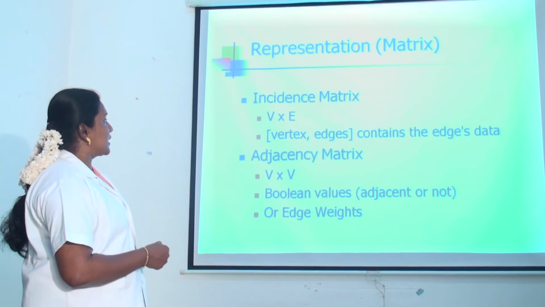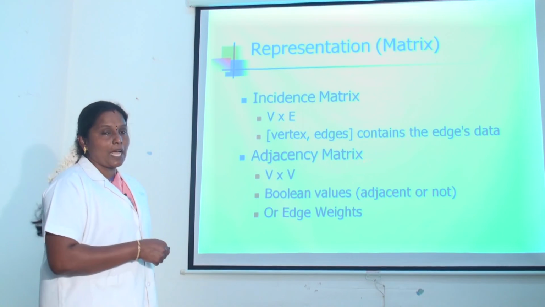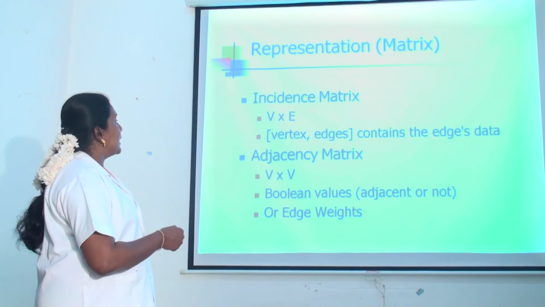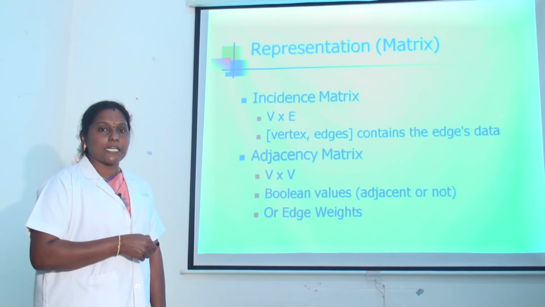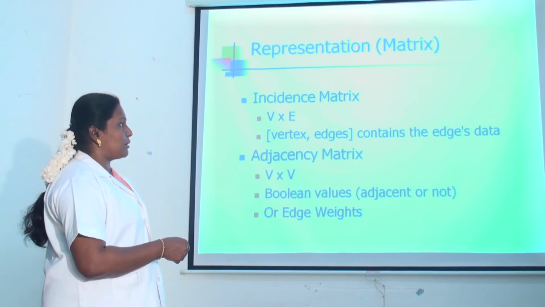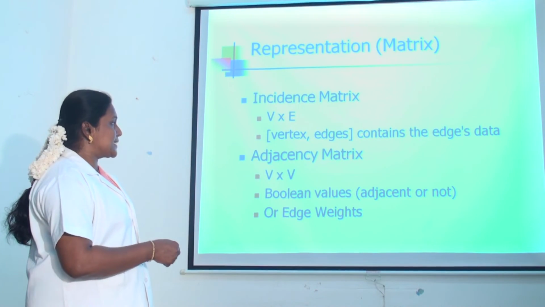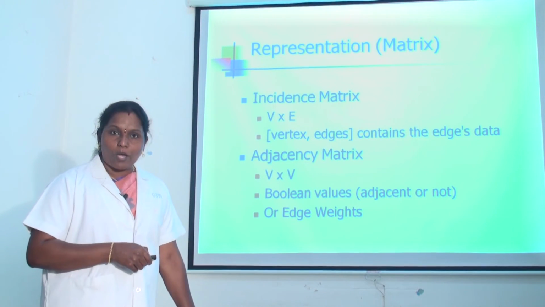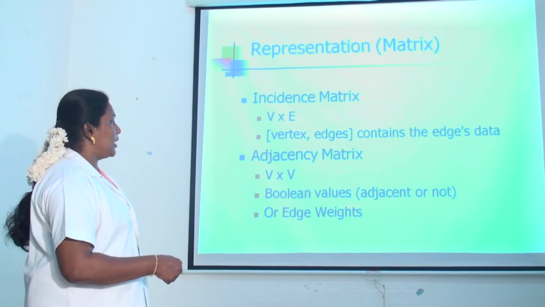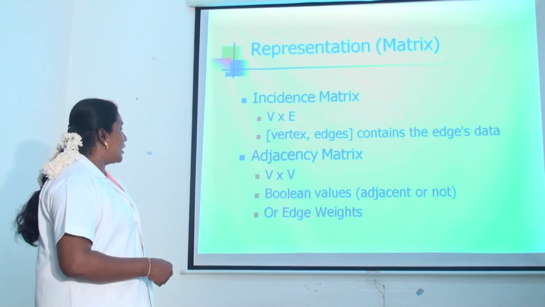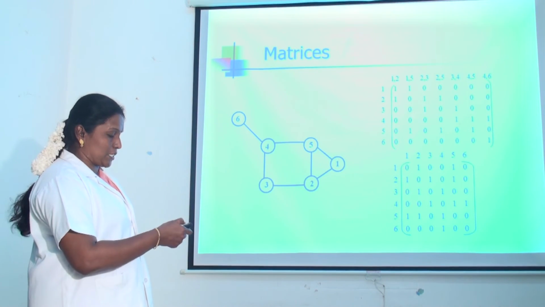The next one is representation of graphs. What is the representation? Two types of matrices are there, the incidence matrix and the adjacency matrix. In the incidence matrix, it is V cross E, where V is the vertices and E is the edges. Vertex, edge entries contain the edge data. In the adjacency matrix, we consider only vertices to vertices, V to V, with Boolean values adjacent or not, or edge weights.